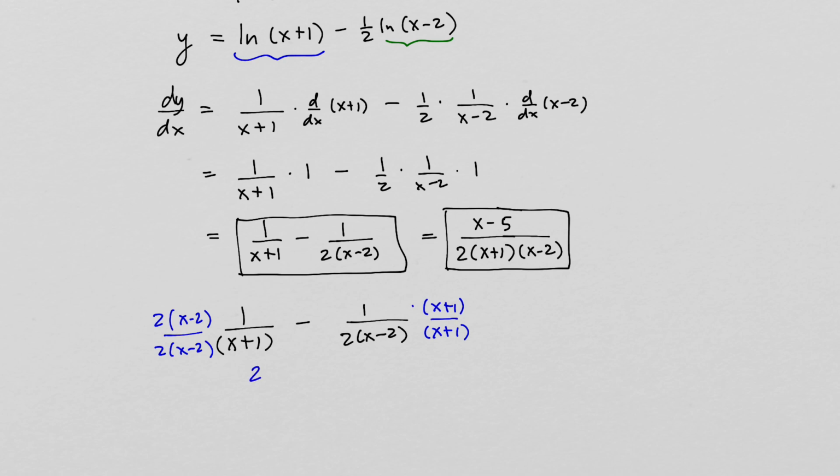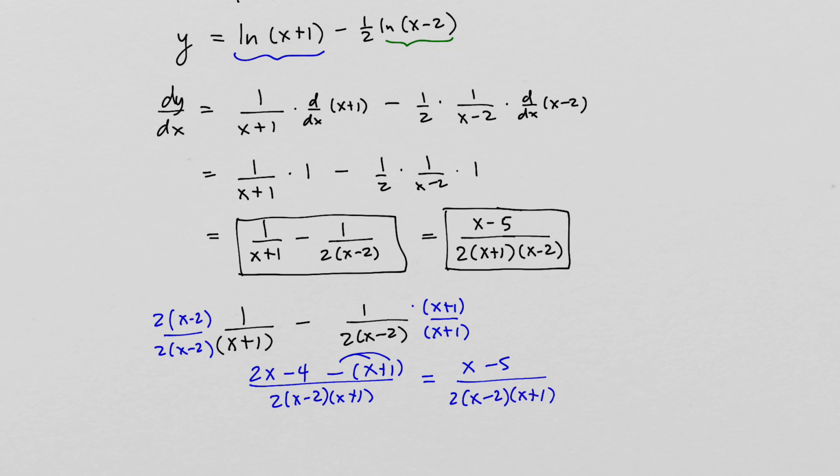And that gives us 2 times x minus 4 minus x plus 1 all over 2 times x minus 2 times x plus 1. And when you distribute the negative here, you should end up getting 2x minus x, which is x, minus 5 over the rest. So this answer here is a little bit better, but this answer here is acceptable.